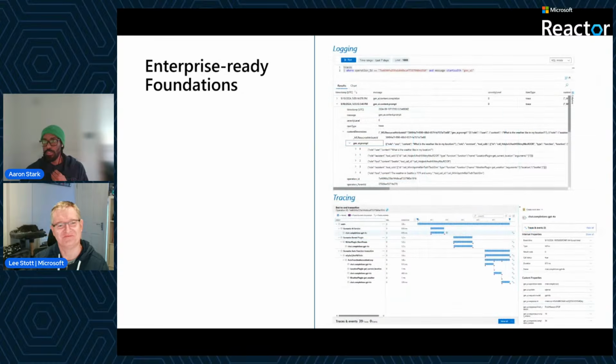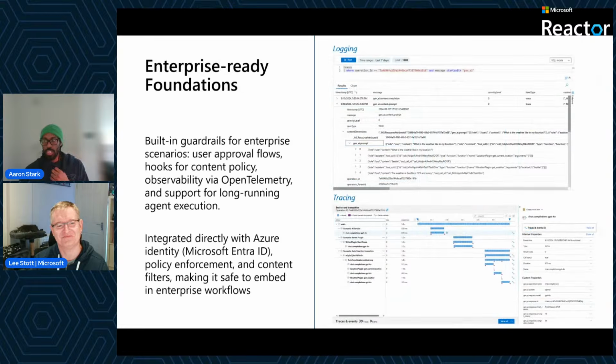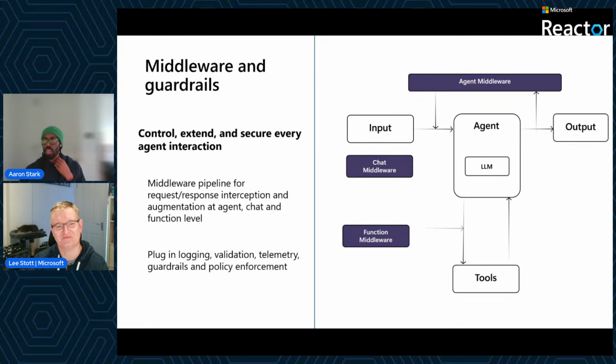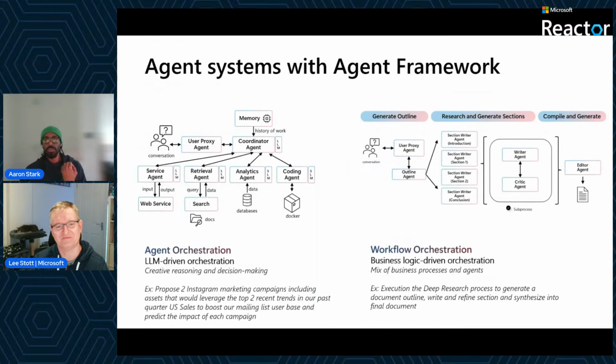And then same thing for observability, telemetry, when we think about the logging and tracing of all agents at the enterprise level, middleware and guardrails, again, so you have that security at all different levels. And then the different agent systems within the agent framework, this is directly what we were talking about for orchestration, the different levels of orchestration, and then we have multi-domain specific orchestrations that also happen.